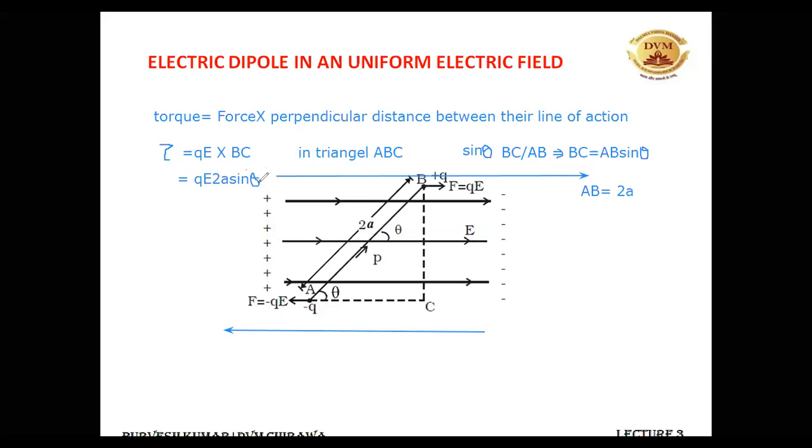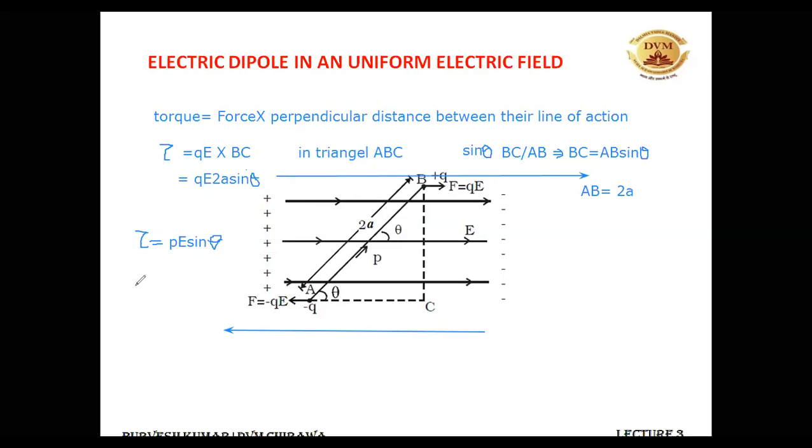So torque tau is equal to QE 2A sine theta, and we all know that Q into 2A is the electric dipole moment P. So I can write P, capital E, sine theta. So PE sine theta.